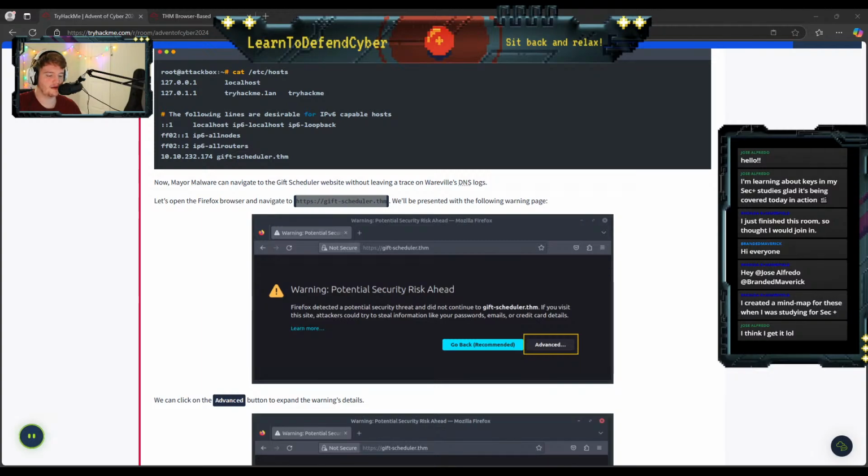I created a mind map for these when I was studying for Security Plus, says Rhonda. That's a great idea. Mind maps are always very, very useful. Jose says he thinks he gets it. Yeah, I mean, once you get it, you get it. It's a lot like subnetting. At first you're like, what? How does this work? And then you get it, and you're like, oh, okay, this makes sense.